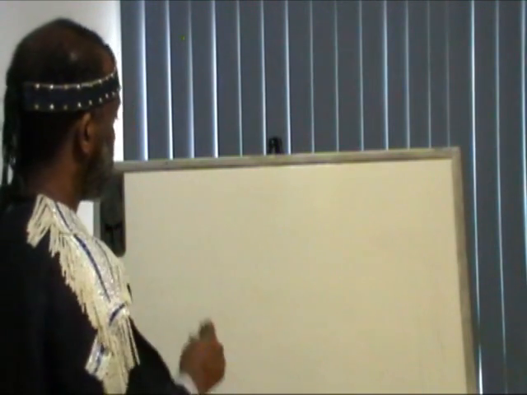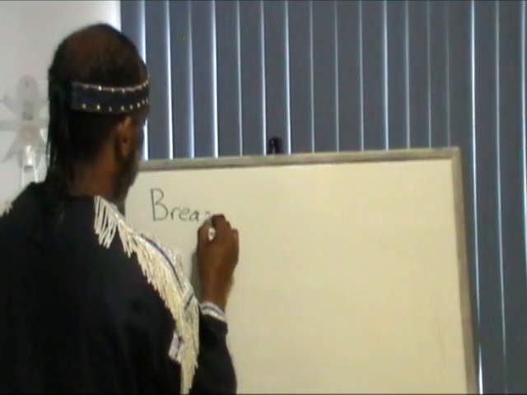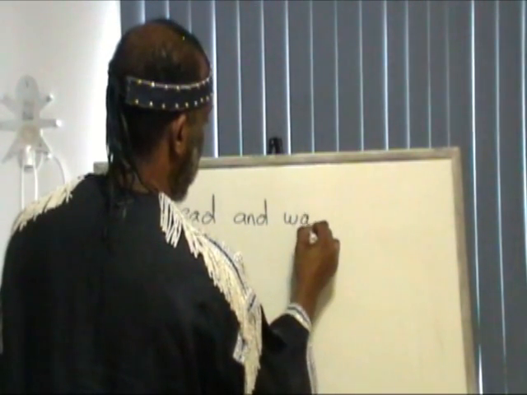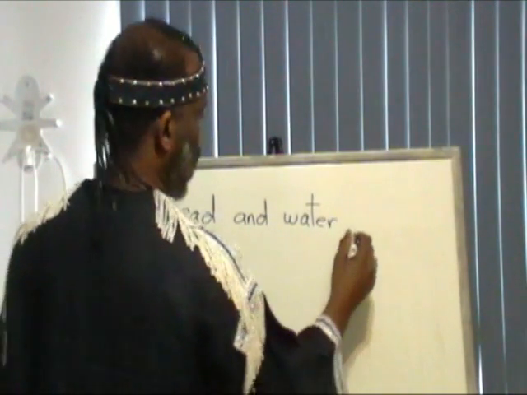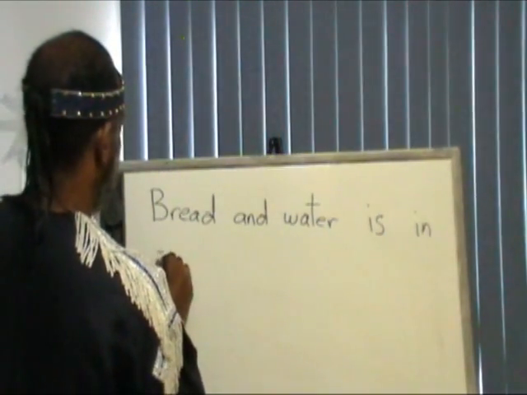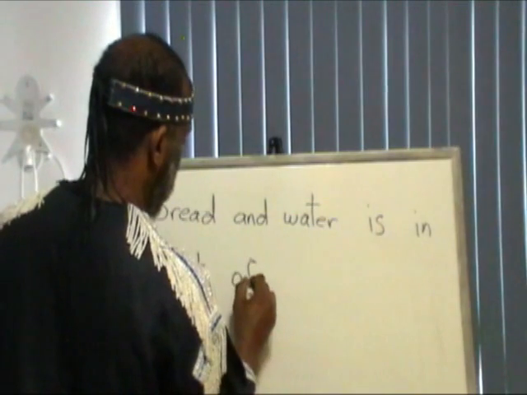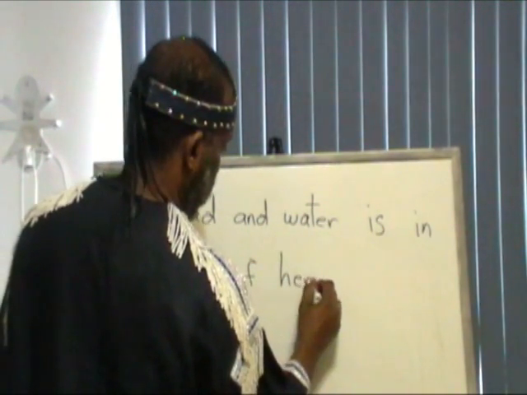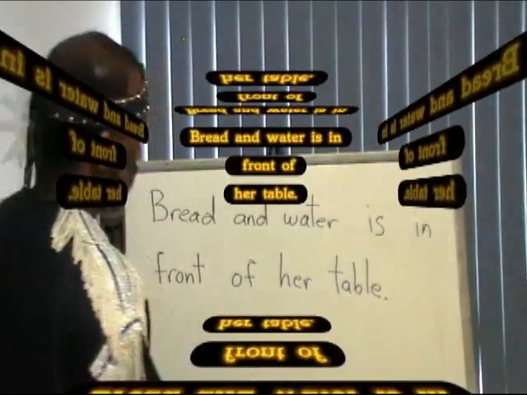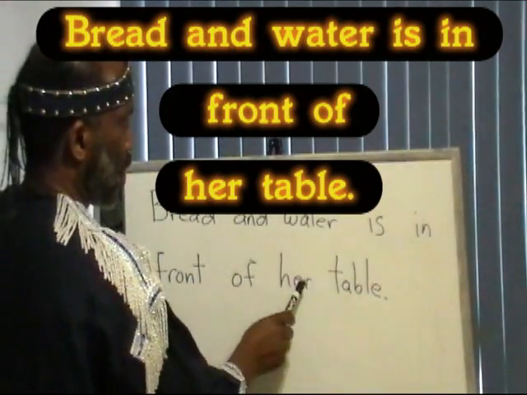Okay, the next sentence we have here is bread and water is in front of her table. Bread and water is in front of her table.